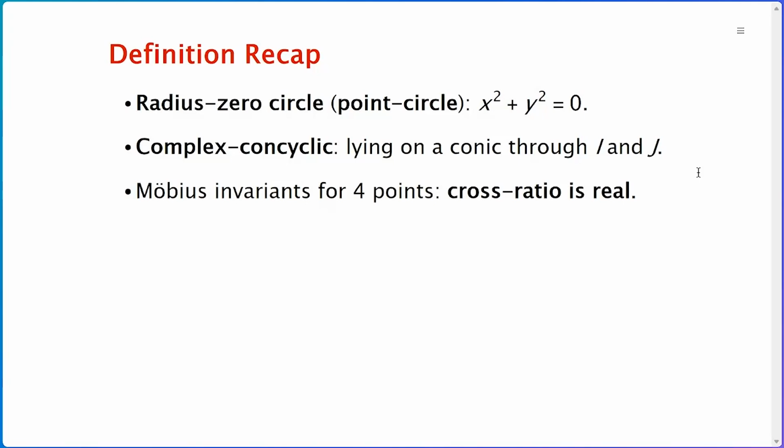Let me standardize language. A radius 0 circle, a point circle, satisfies x squared plus y squared equals 0. A set is complex-concyclic if it lies on a conic through I and J. For 4 points, Möbius concyclic reduces to the cross ratio being real. For a Möbius invariant, we can compute quickly, right?